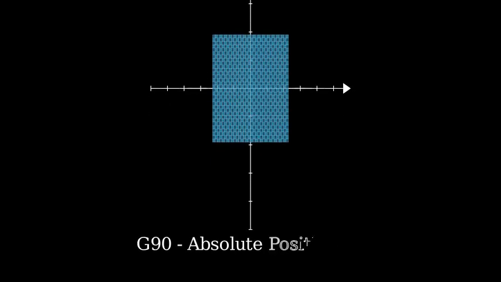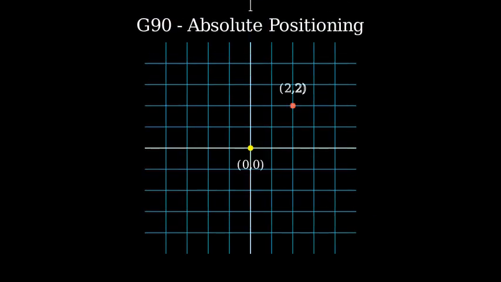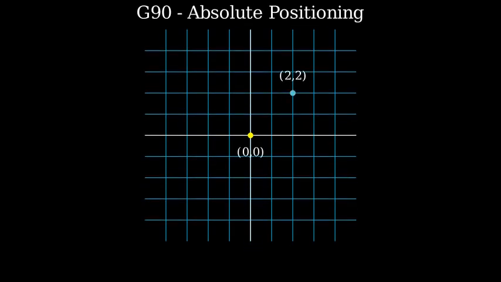Our final example is G90 absolute positioning. In this mode, all coordinates are measured from the machine 0 point. For example, moving to X2, Y2 will always go to the same position, regardless of the current tool location.